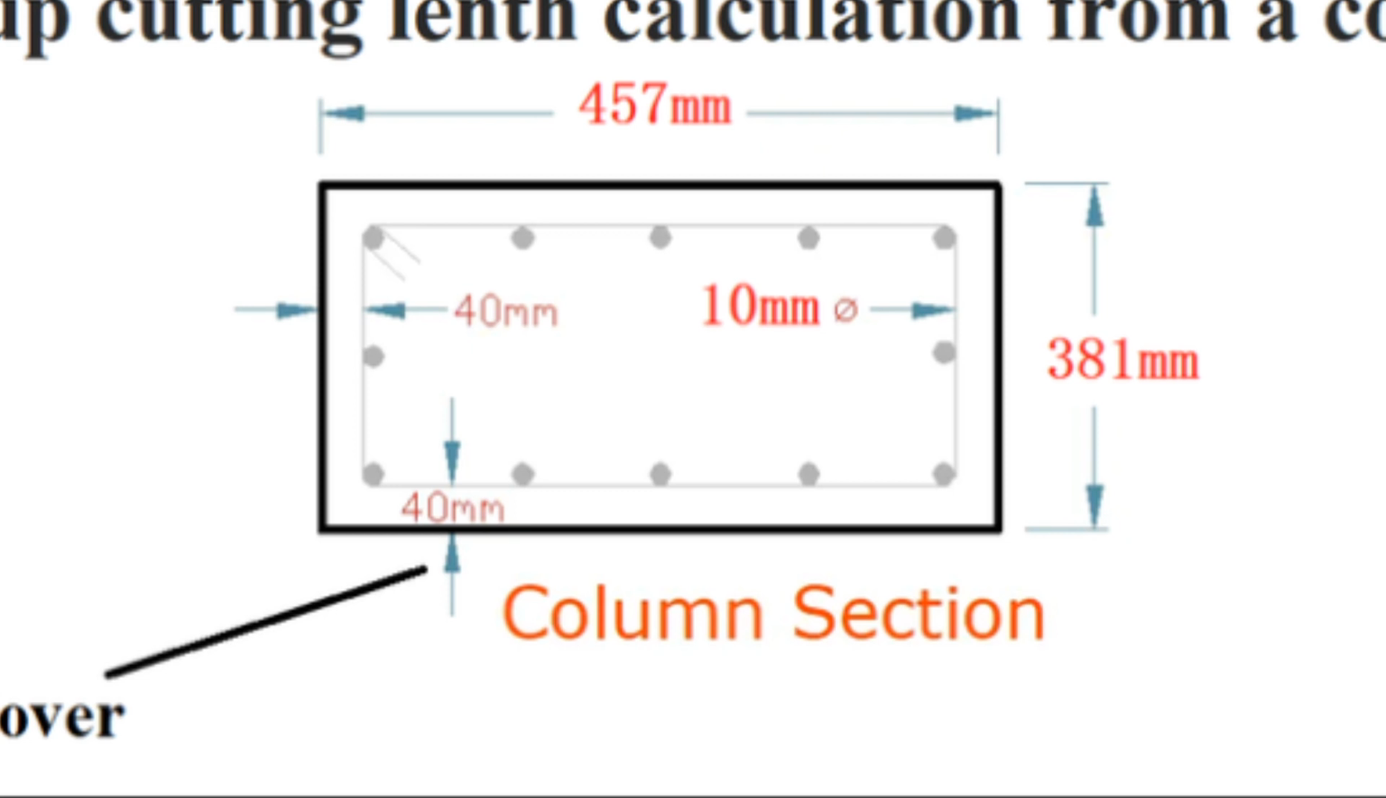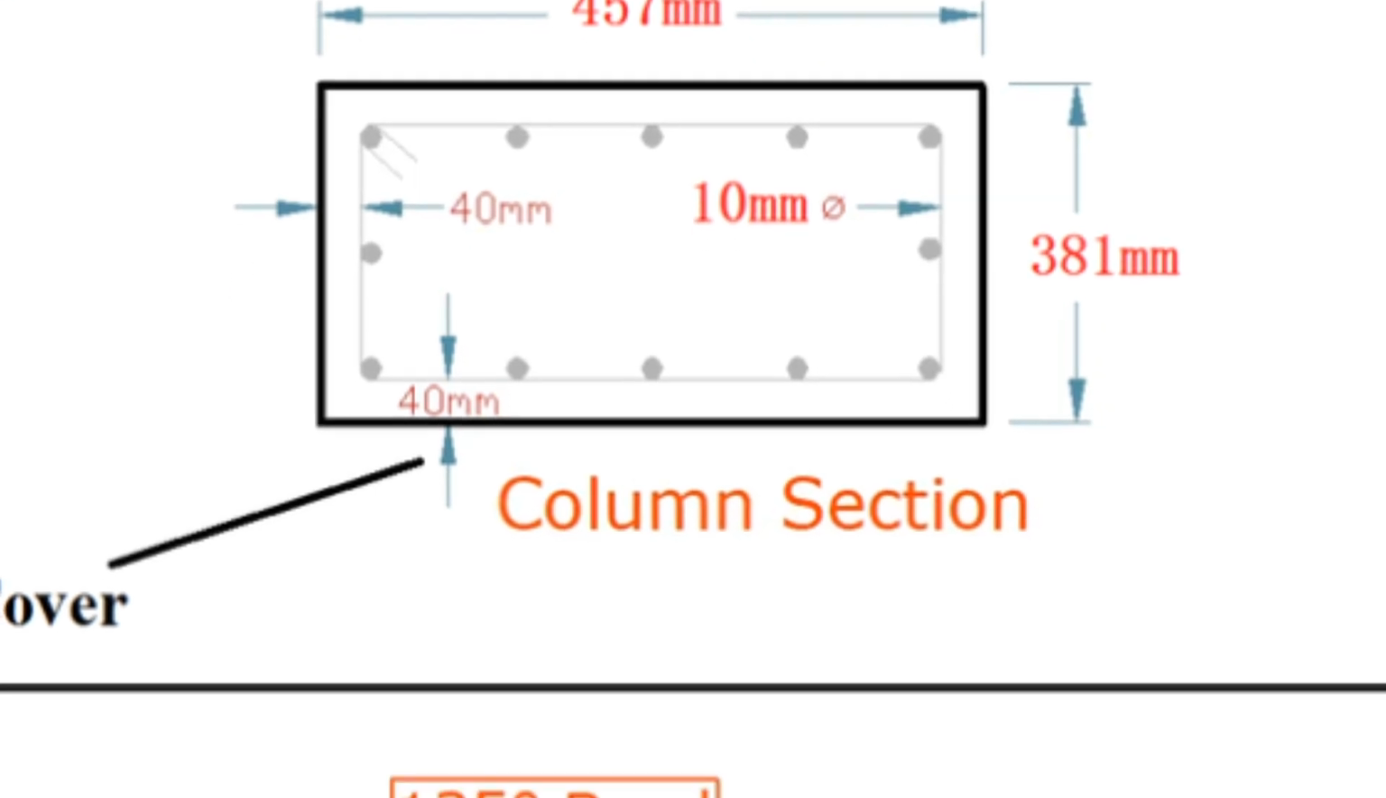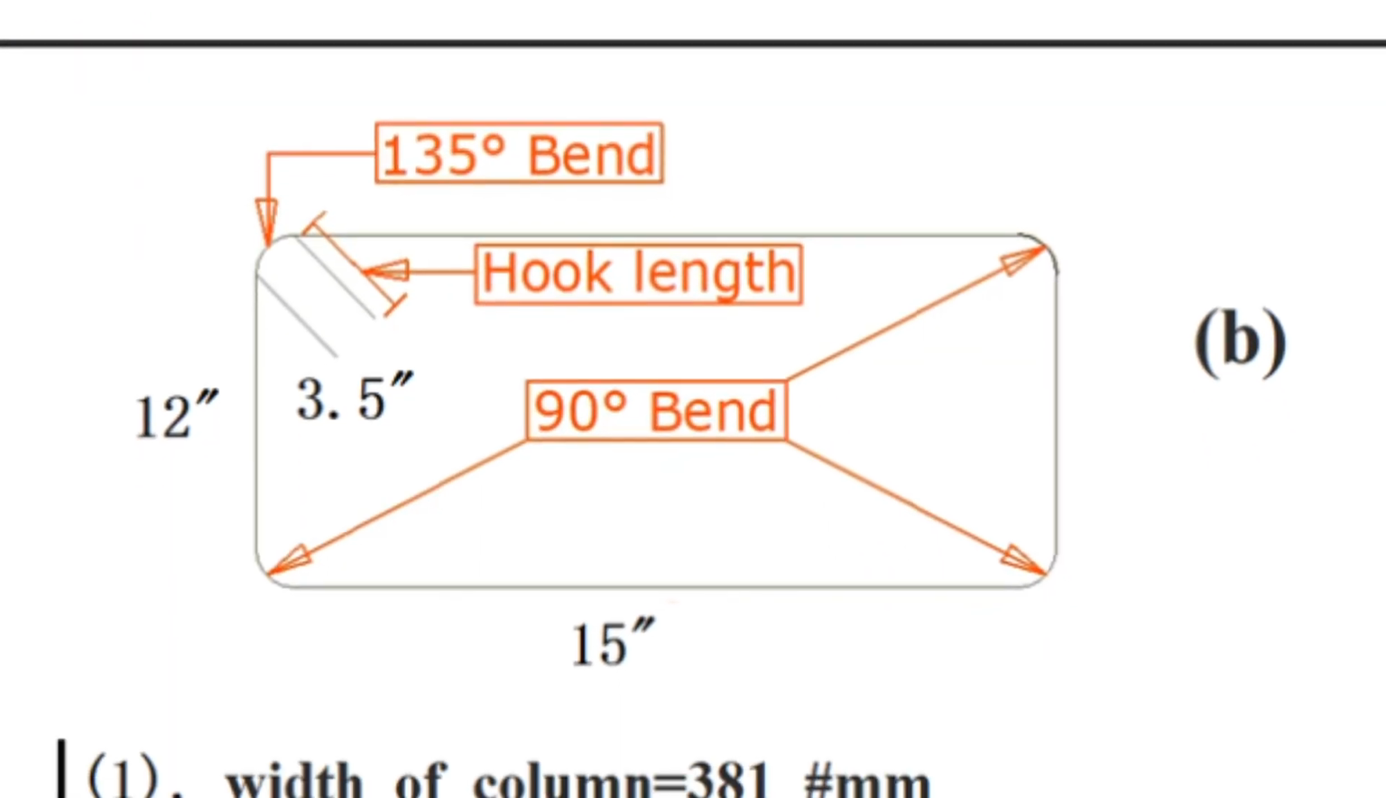While in figure B, the dimensions of the stirrups are given in inches after the calculation. So after the calculation, one dimension of the stirrup is 12 inches, another one is 15 inches, while the hook length is 3.5 inches. So let's discuss how these calculations are achieved.